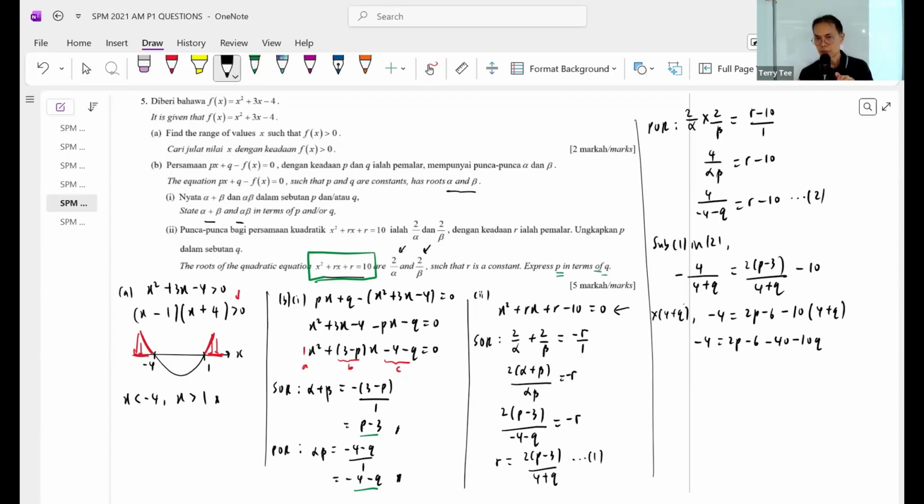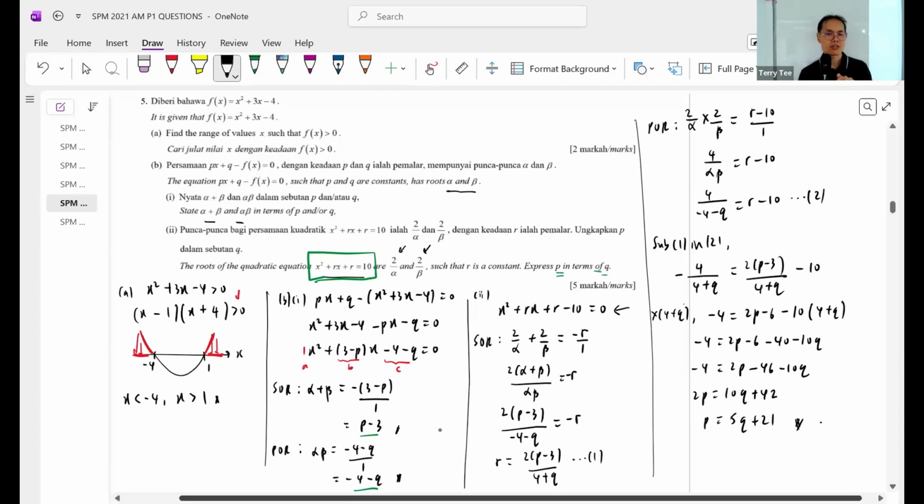I'm supposed to find P in terms of Q. We are almost there, right? This is 2P minus 46 minus 10Q. Throw everything to the left-hand side. 2P is 10Q. Minus becomes plus. 46 minus 4 is 42. Correct? 42. Then divide by 2. P is 5Q plus 21. Okay? The algebra part is a bit long. I think the concept is not too difficult. It's just the algebra because involving fraction, it looks a bit more complicated.